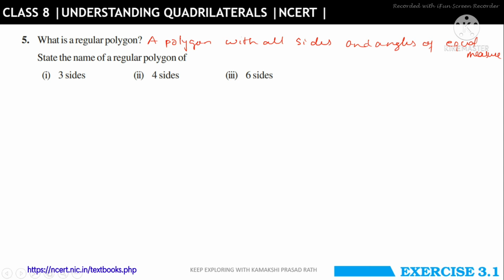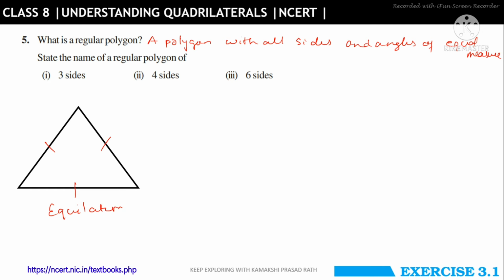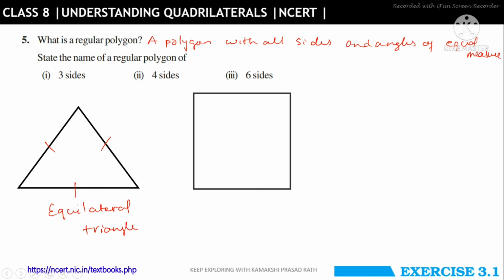Now we have to state the name of the regular polygon with 3 sides. So let's take a polygon of 3 sides. In a triangle, when all the sides are equal, it is called an equilateral triangle. So it becomes an equilateral triangle. Now for 4 sides, a quadrilateral has 4 sides. With all the sides equal and all the angles also equal, it is possible only in a square. So a square is also a regular polygon. It is a 4-sided polygon.